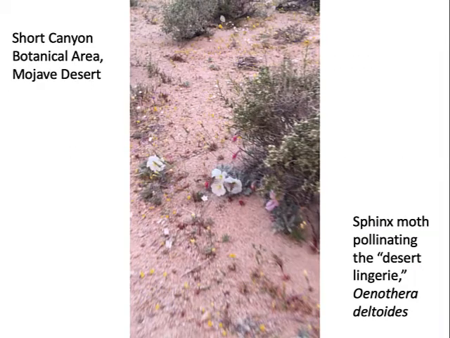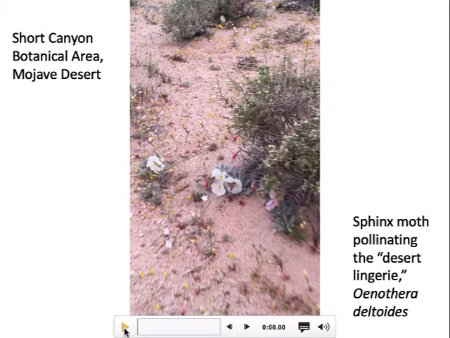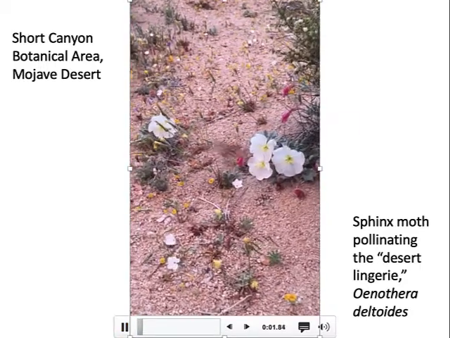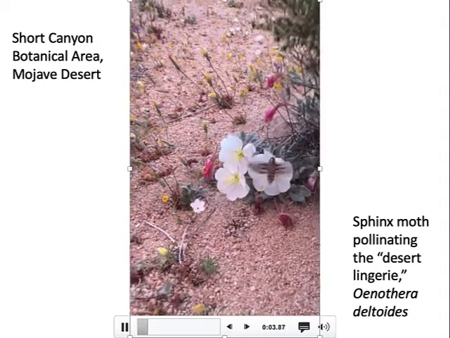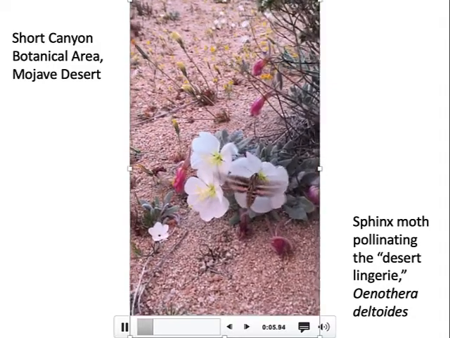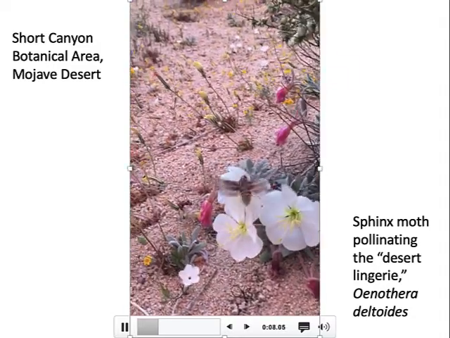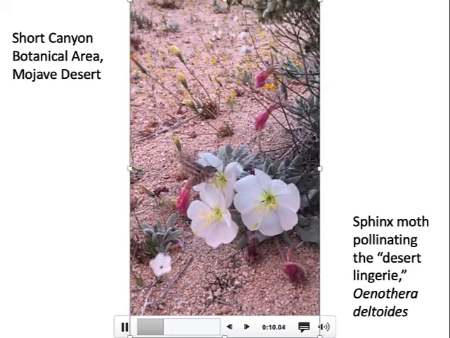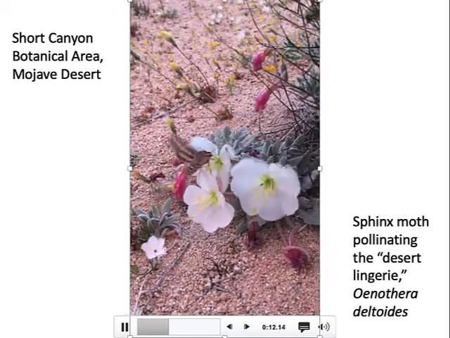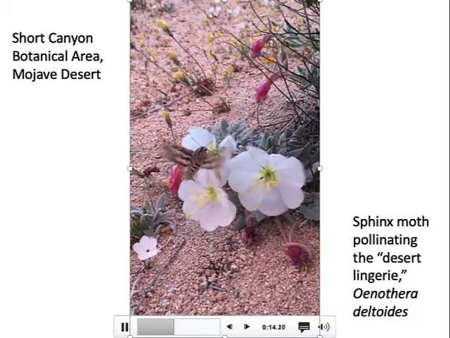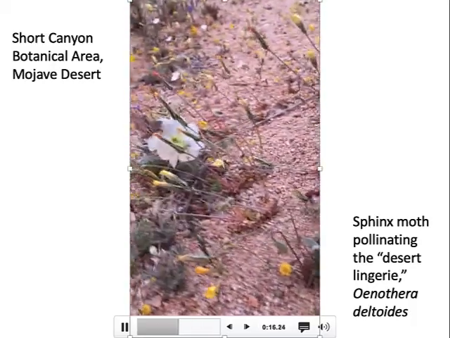This is a picture of some moths that are pollinating some flowers in the desert that I observed over spring break. There we go. I pressed play on this video I took with my iPhone, and there we can see these moths are huge, the size of my fist. They're referred to as hummingbird moths or sphinx moths, pollinating these flowers at sundown.